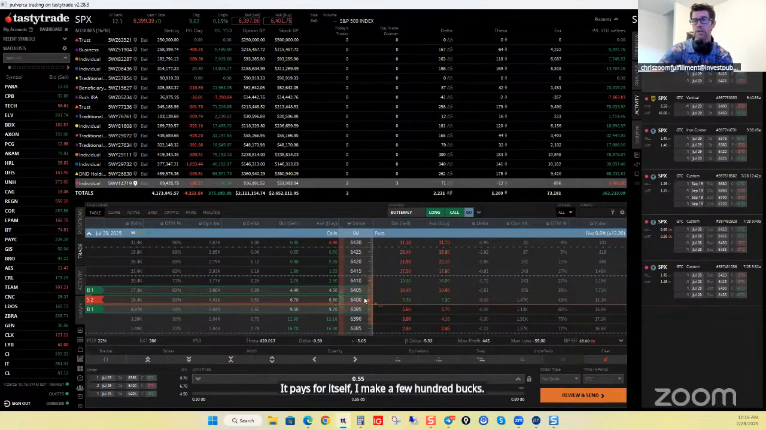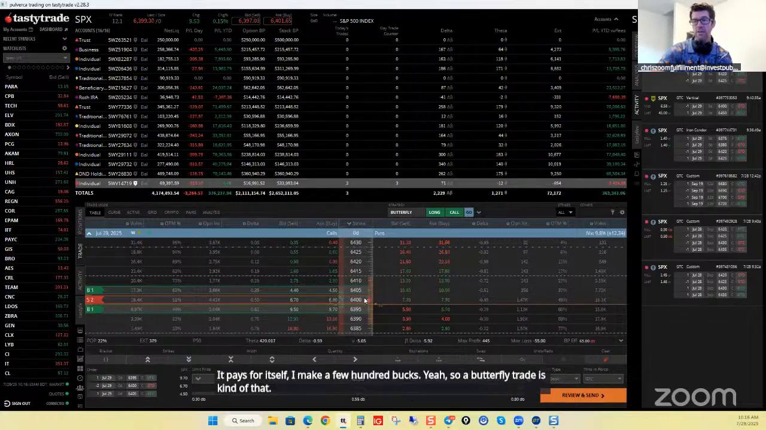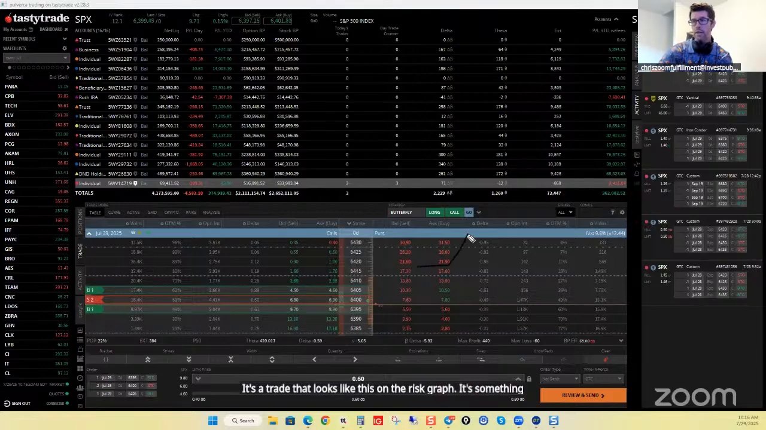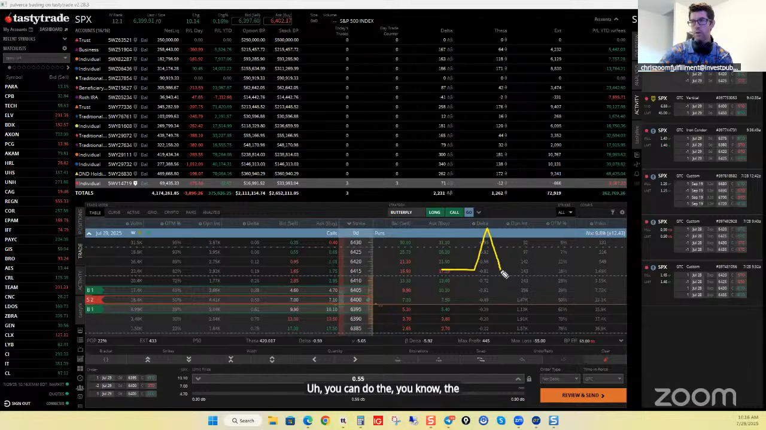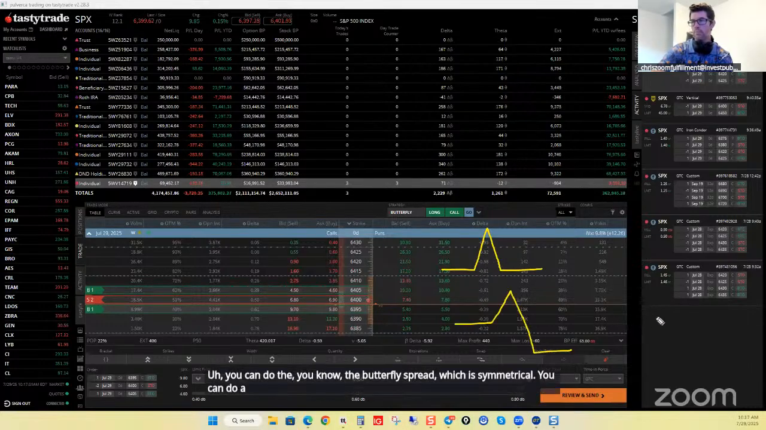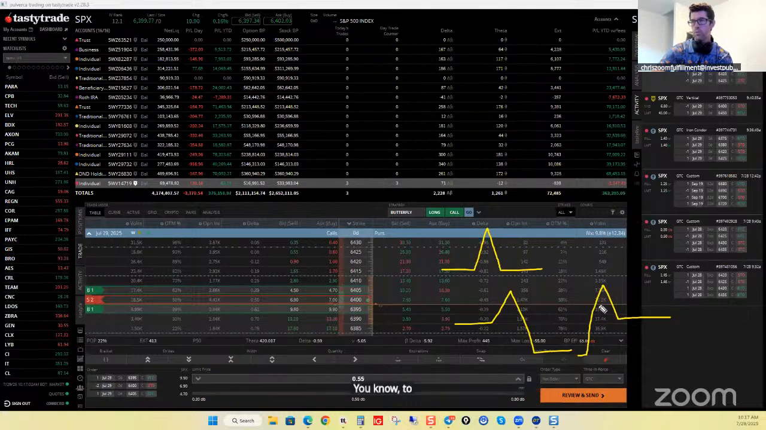Yeah. So a butterfly trade is kind of that. Like when I say pin, it's a trade that looks like this on the risk graph. You can do the butterfly spread, which is symmetrical. You can do a broken wing, to the call or put side, which means you have a profit trap at the end of the day.